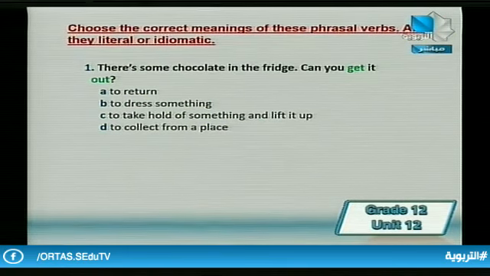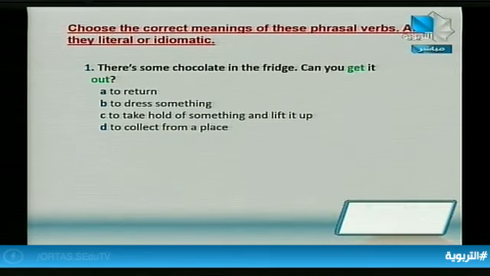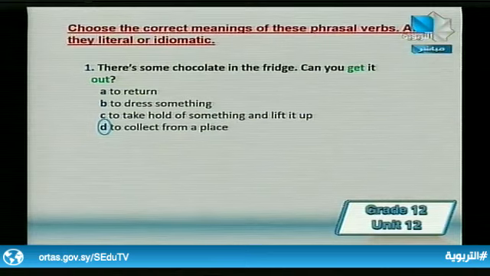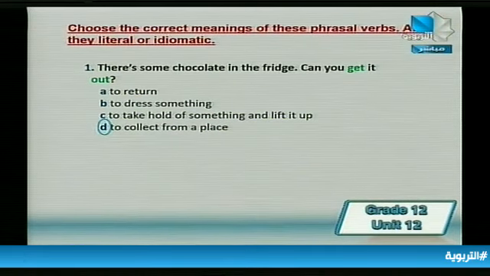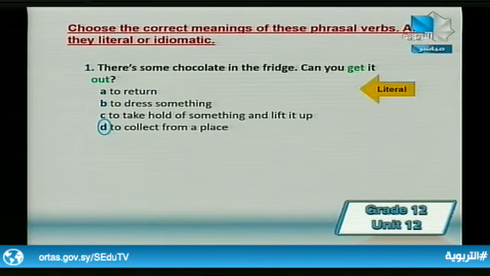We read the 4 choices. The one which has the same meaning as get out is D, to collect from a place. So here the meaning of get it out is to collect from a place. In this case it is literal, by the way. It is not idiomatic. It has a literal meaning.